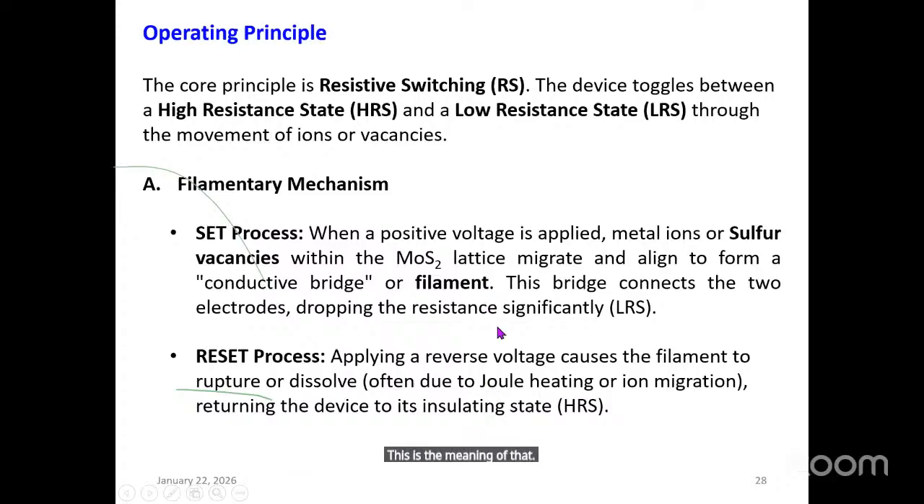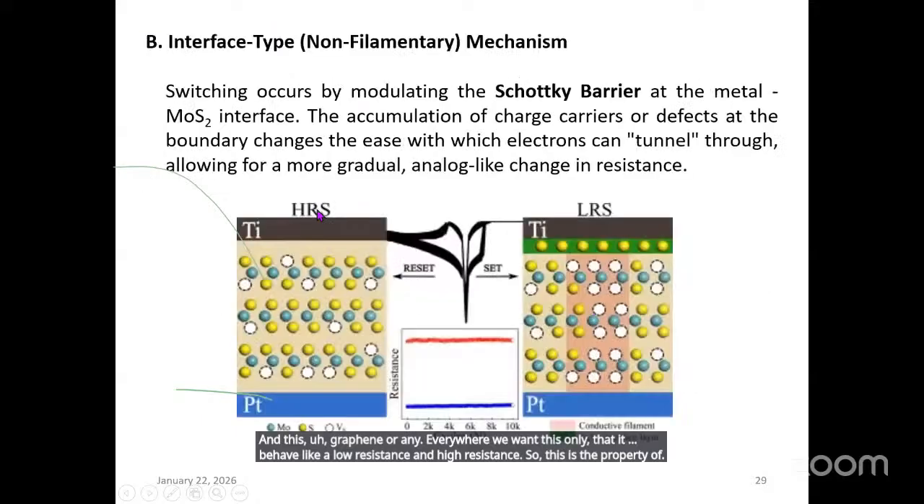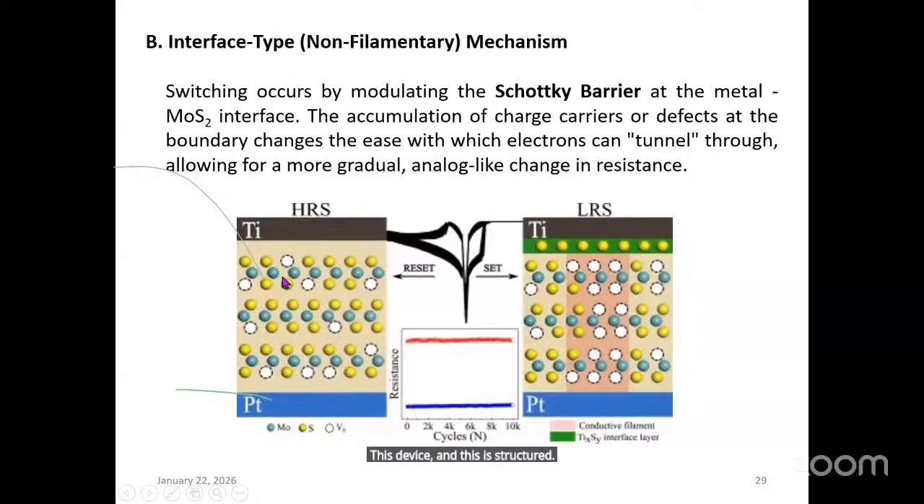The fundamental concept remains the same. We want the gate voltage to have control over the channel current. It may be any device, it may be a FinFET, it may be graphene or any other. Everywhere we want only this: it should behave like a low resistance and a high resistance. So this is the property of this device, and this is the structure. It is a chemical kind of structure mentioned here. This is a high resistance state and this is a low resistance state.